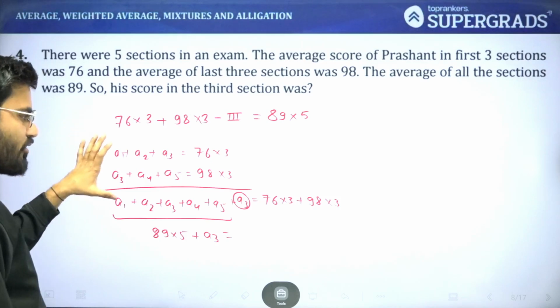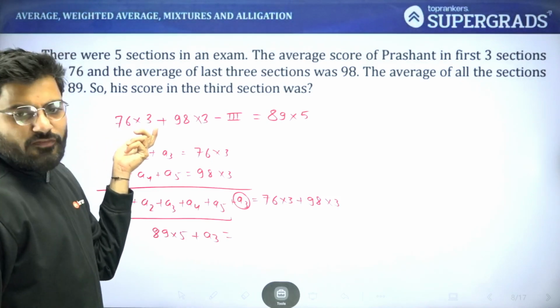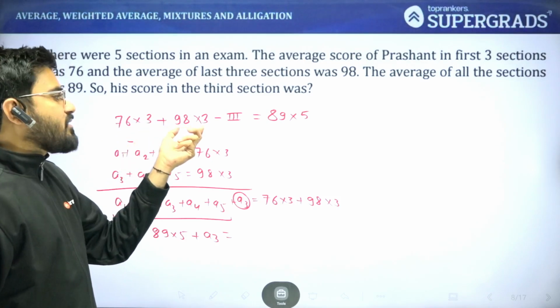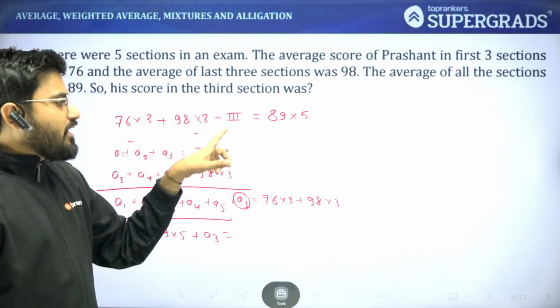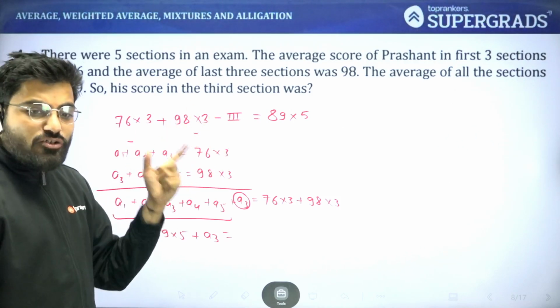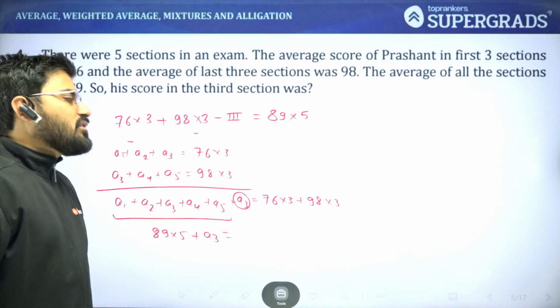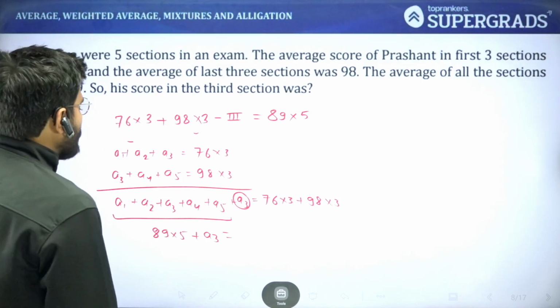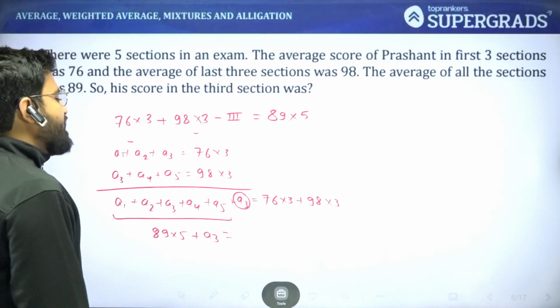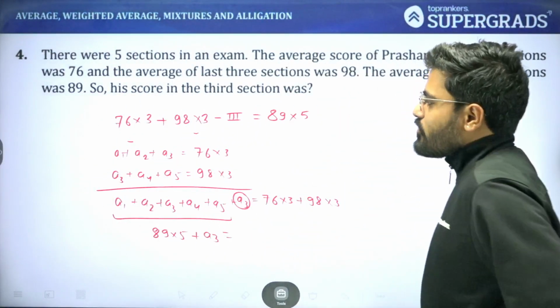So if you want, you can do it with this method, or you can directly write that sum total of first three sections is this, sum total of last three is this. Which section is getting repeated? The third section is getting repeated. So that is in surplus, so I need to remove it. वो extra आ गया, उसको हटाना पड़ेगा. अगर उसको हटा दूंगा तो मुझे sum total of five sections मिल जाएगा. तो यहाँ पे क्या हो जाएगा? 76 plus 98 will be 174. 174 into 3 कितना हो जाएगा?